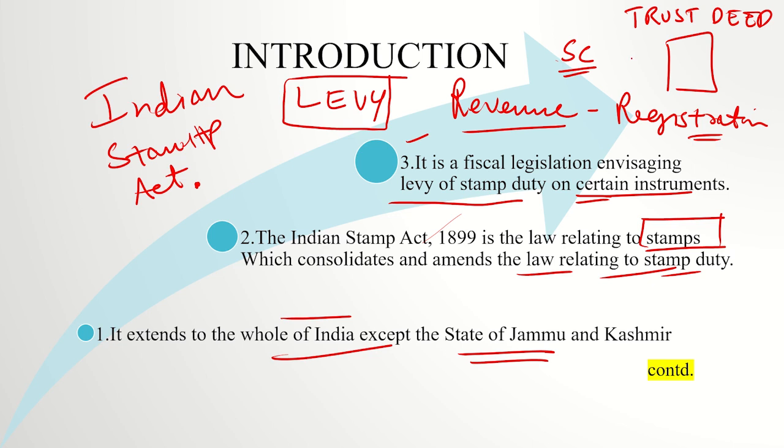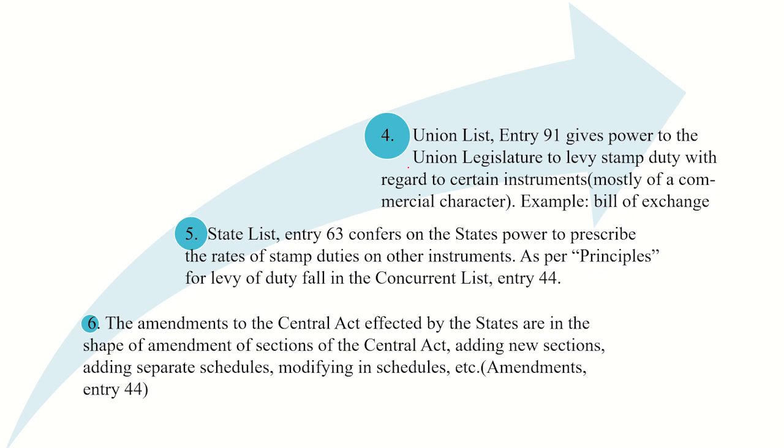So what is this law? It is a law for levying of duty, which we call stamp duty, on certain instruments. So this point we have to know very, very well. So it is a fiscal legislation, that is legislation relating to money and the duty for collection for the government, which is for levy of stamp duty on certain instruments. So if you know this, everything else we will understand in this act.